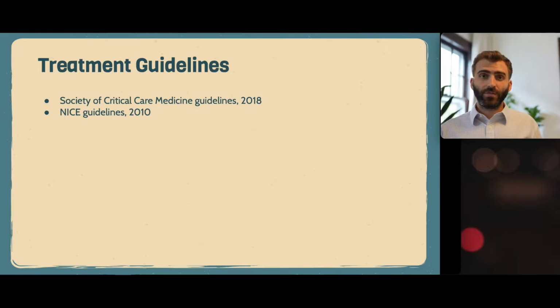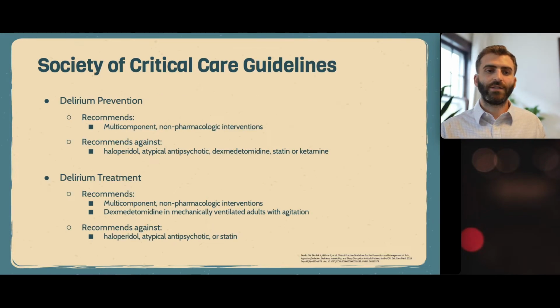Next, let's look at the treatment. So we'll look at 2 sets of treatment guidelines and compare them and see what they say and how to treat delirium. So first, we'll look at the Society of Critical Care guidelines. And there's 2 major sections to this, delirium prevention and delirium treatment. So for delirium prevention, they recommend non-pharm interventions.